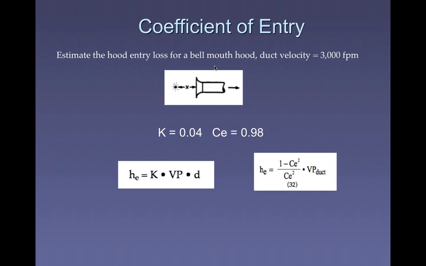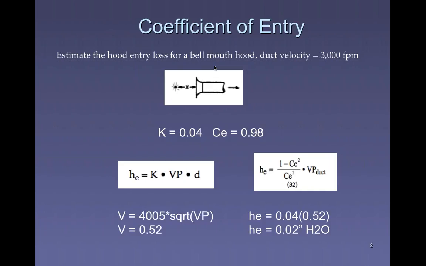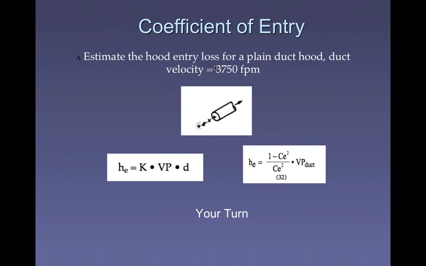So 0.5 times 0.04 is very little loss with a bell hood. 0.02, right? Okay, 0.02 is going to be our hood entry loss. What is our static pressure for the hood going to be, though? It's equal to our velocity pressure plus our hood entry loss, so it's going to be 0.54. That's what we need to make that work.